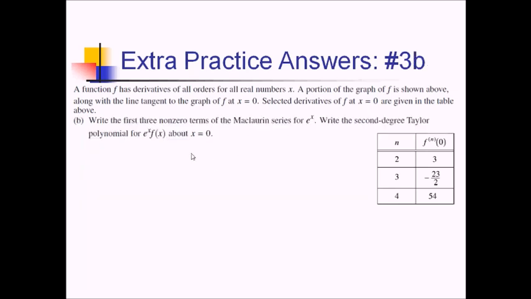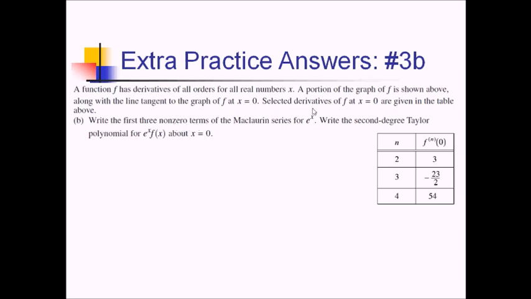For this part of the problem, they want the first 3 non-zero terms of a Maclaurin series for e to the x, then the second degree Taylor polynomial for e to the x times f of x about x equals 0. Well, we would have needed to figure out e to the x anyway to get this other piece. So it's nice that they're actually going to make this part of our credit for the problem.